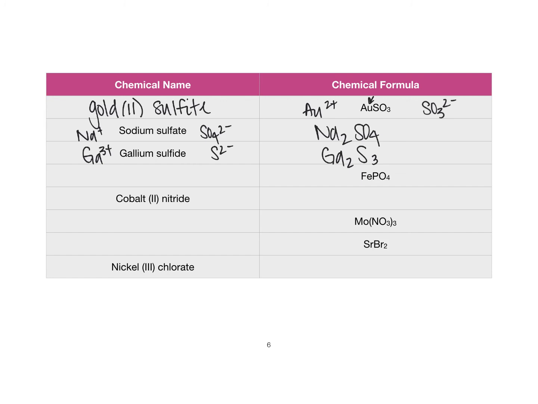So next, we have an iron phosphate. So the phosphate ion is a PO4 3 minus. And so the iron in this case, because they're 1-to-1, has to be Fe3 plus, which means we would write it as iron 3 phosphate.